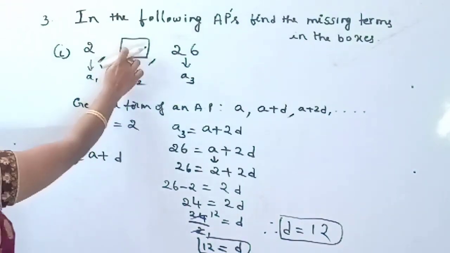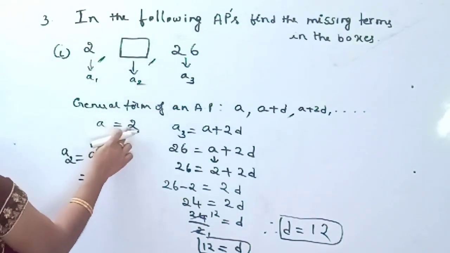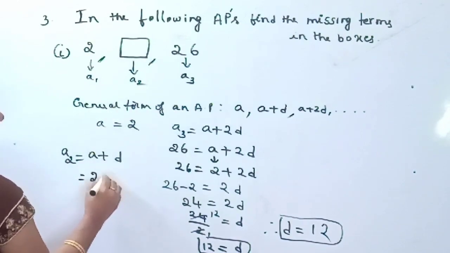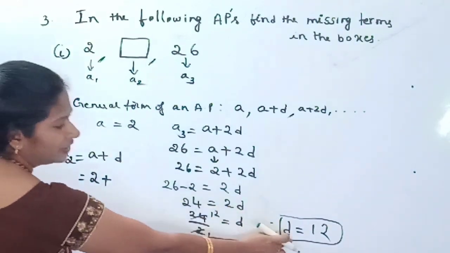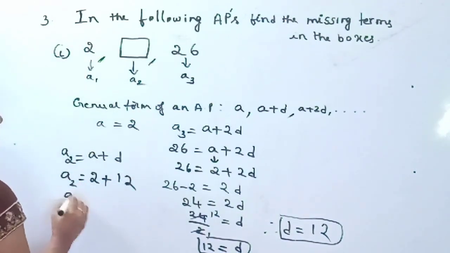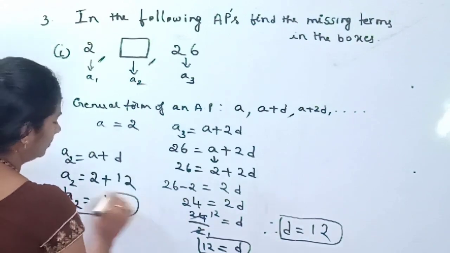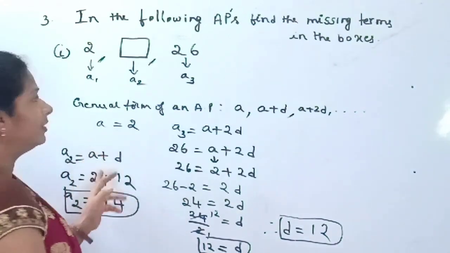Now we have to find out the second term, the A2 value. What is the first term A? It is 2. Substitute the value. So what is the common difference we got here? It is 12. Substitute then. So the second term is 2 plus 12, it is 14. Got it? So the second term is 14.